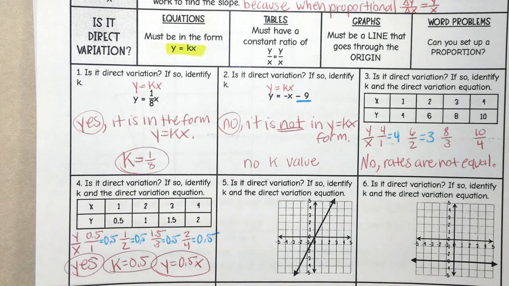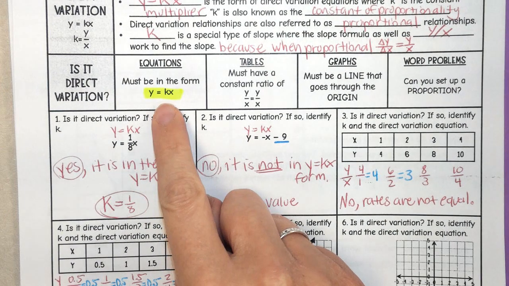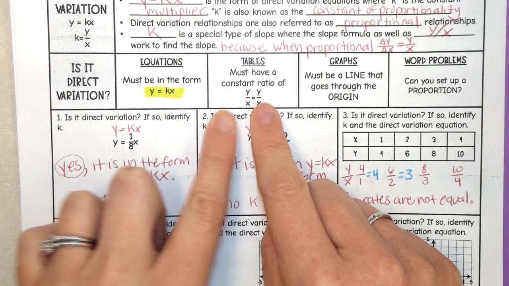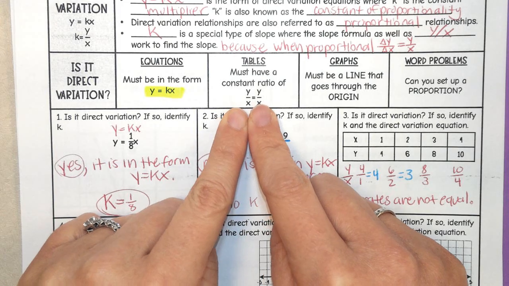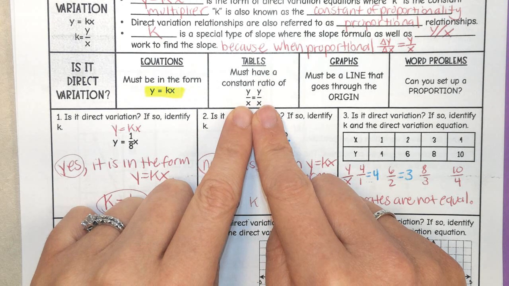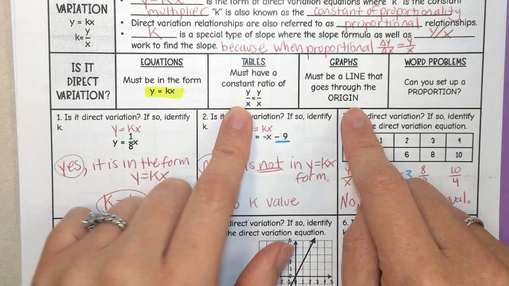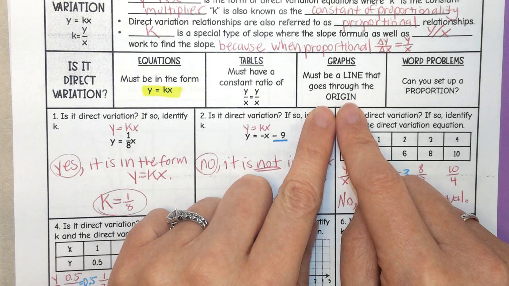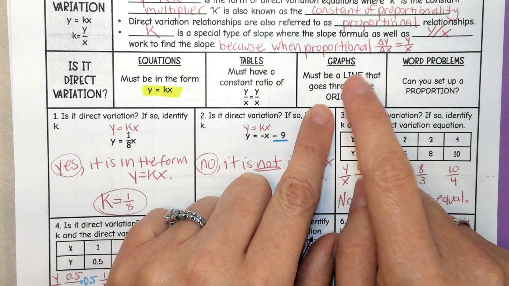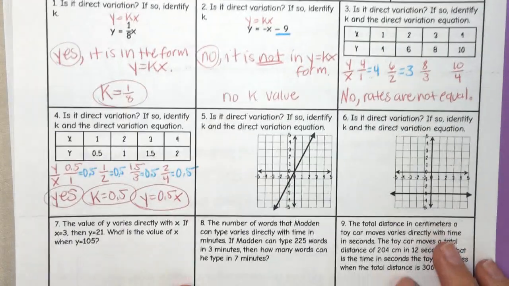Okay. So, we have done equations so far. Equations have to be in the form y equals kx. We have done tables so far. In tables, you have to see, are all of your rates equal? Are all of the y over x equal to each other? On graphs, you guys already know this. If it was proportional, it was a straight line through the origin. So that's the same thing we're looking at here.